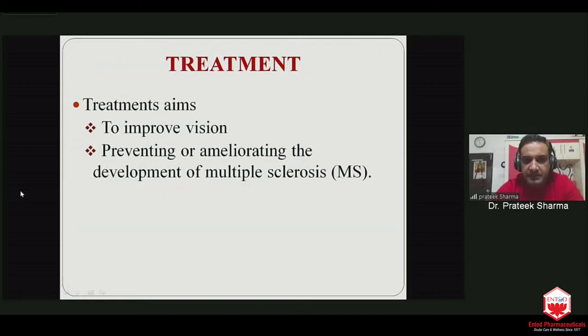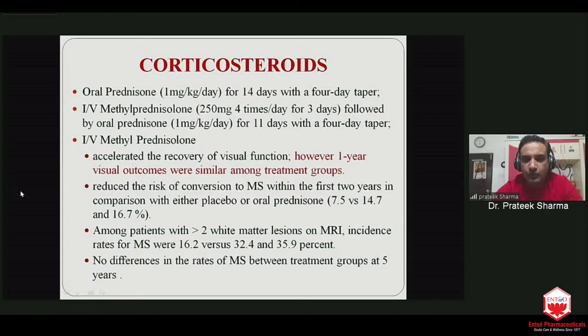The aim of treatment is to improve the vision and prevent the development of multiple sclerosis. Treatments comprise, as in the ONTT trial, oral prednisone that can be given for 11 days, then a 4-day taper, or IV methylprednisolone 1000 mg per day, in divided doses or a single dose, for around 3 to 5 days, followed by oral prednisone 1 mg per kg for 11 days, followed by a 4-day taper. What does IV methylprednisolone do?